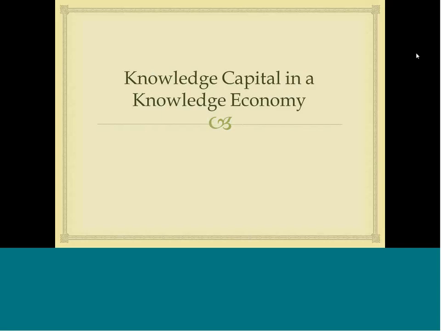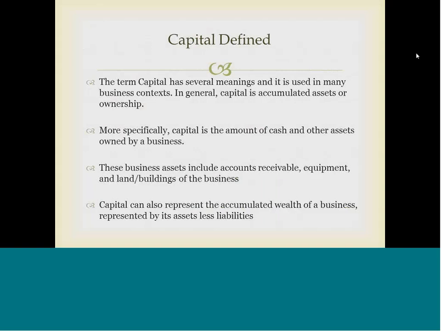So let's begin with a discussion of knowledge capital in a knowledge economy and the role of capital in an economic system in general. The term capital has several meanings, and it is used in many different business contexts. In general, capital is accumulated assets or ownership. More specifically, capital is the amount of cash and other assets owned by a business. And notice the focus here on assets. These business assets include things like accounts receivable, equipment, land, buildings, etc., anything that's owned by the business. Capital can also represent the accumulated wealth of a business in terms of its assets minus its liabilities.